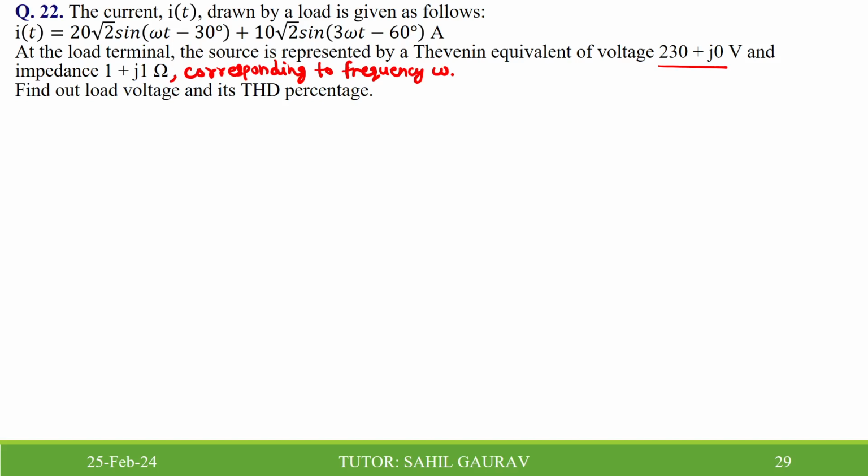So how we will find it? Since two components of current are there, we go by superposition theorem with respect to each frequency component, and at the end we will just sum up the voltage. So here we are going to apply this superposition theorem.